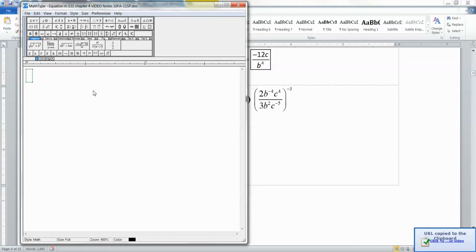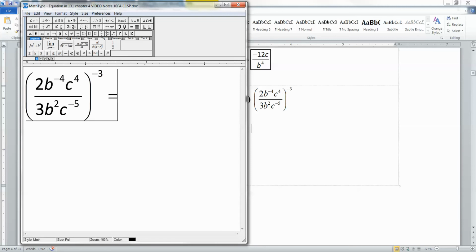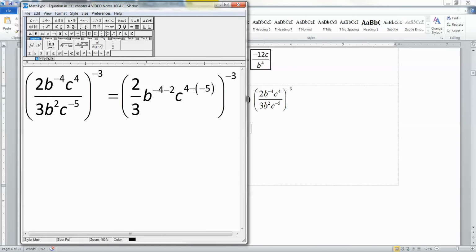So the first thing I want to notice is that I want to simplify what's inside the parentheses a bit. So let me type it up. All right. Now you can notice, 2 over 3, that's done. That's not going to simplify, right? But you have something else going on in here. You have the b's. So you have b to the -4, take away 2. And you have c to the 4, take away -5. And then again, it's all raised to the -3 power. I haven't dealt with that part yet.